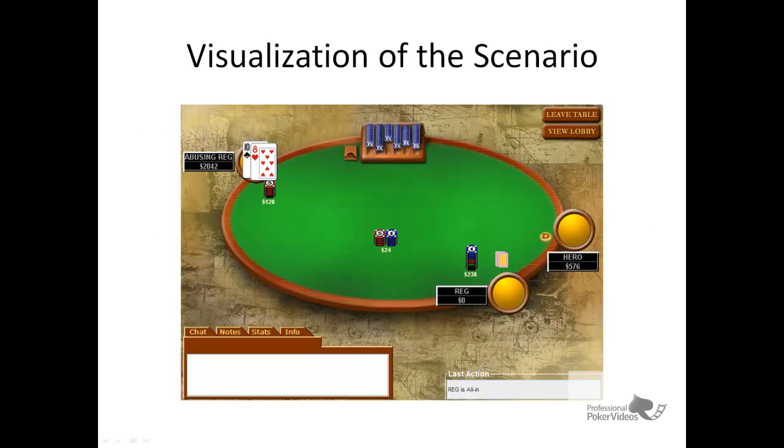The guy in the big blind is an abusing reg. What that means is he understands what's going to happen in the future because he's a magician, and he can make a lot more money by taking advantage of spots where he can abuse. And this is one of them.